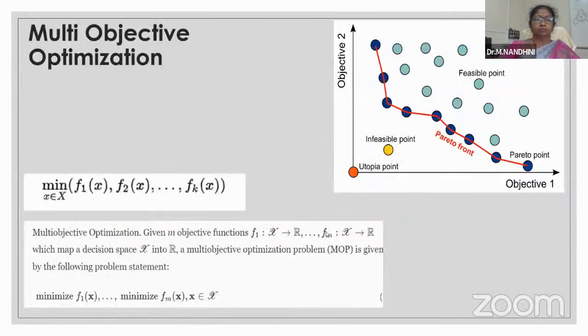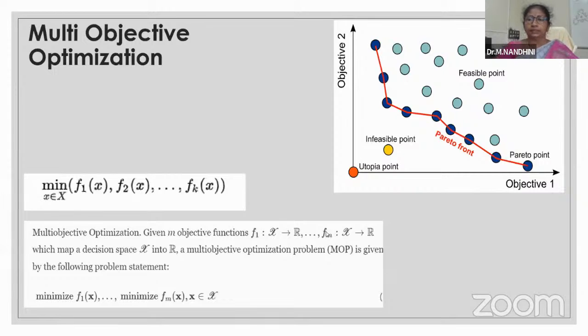And multi-objective optimization. Here multiple objective functions are there: f1(x), f2(x), up to fk(x). In the previous slides, I told you about the timetabling problem. There, for the different entities in the situation, we have different objectives. Those objectives are to be identified and listed in these multi-objective problems.